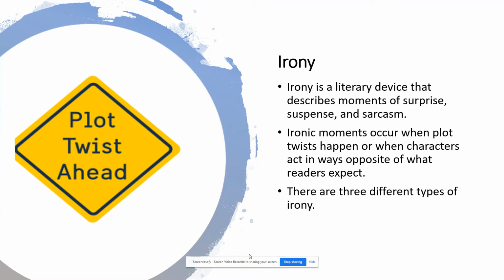Ironic moments occur when plot twists happen or when characters act in ways that are opposite of what readers expect. And these happen in shows that you watch, movies you watch, books you read, and they create elements of engaging plot points that are either surprising or suspenseful. There are three different types of irony that you need to recognize, and all of them are used in The Pardoner's Tale or The Wife of Bath's Tale that we will read next.